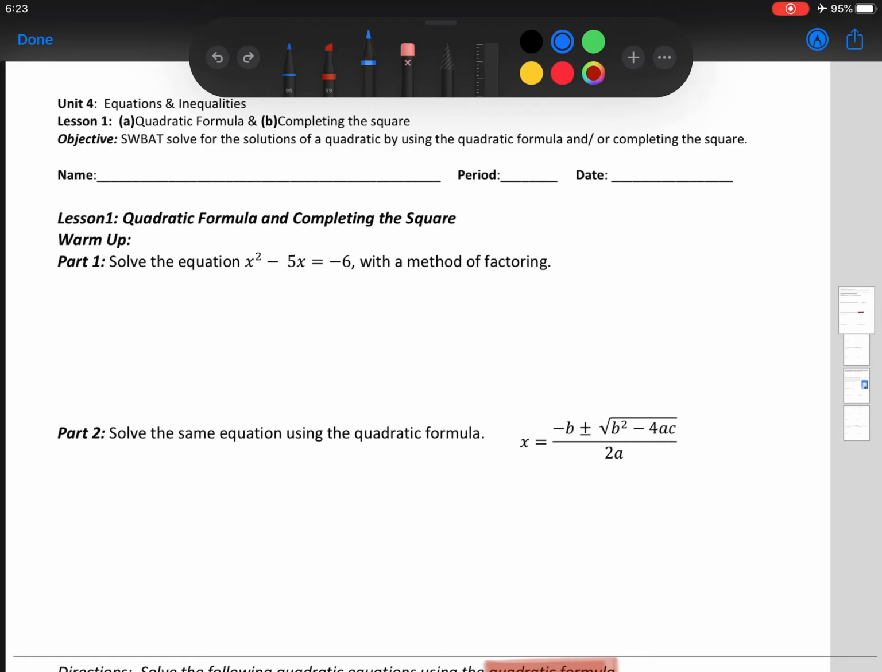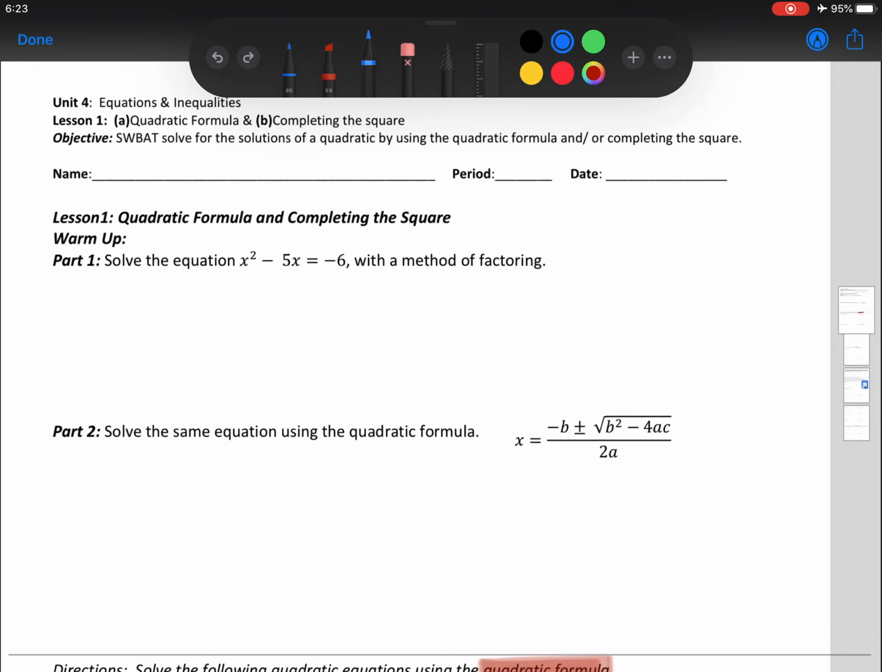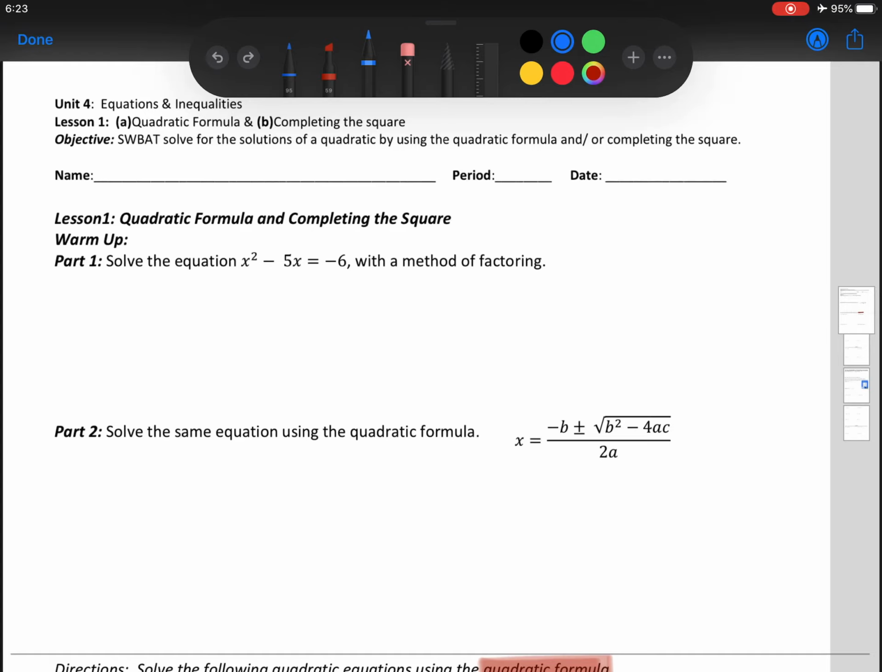Okay, so part 1, it says solve the equation, and the equation is given to you with a method of factoring. So first of all, it is a quadratic, right? So how do you solve quadratics? By setting them equal to 0. So I'm going to add 6 on both sides and I get x squared minus 5x plus 6, which is equal to 0.